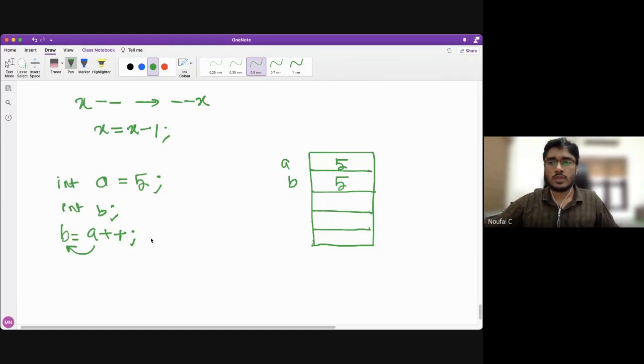Now the value of A will be incremented. When I increment the value of A, the value of A will become 6.